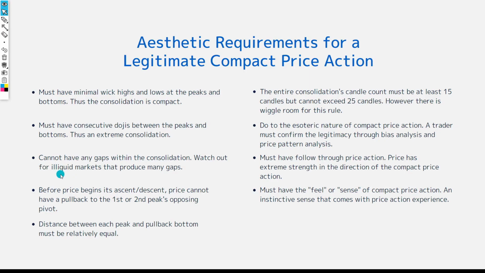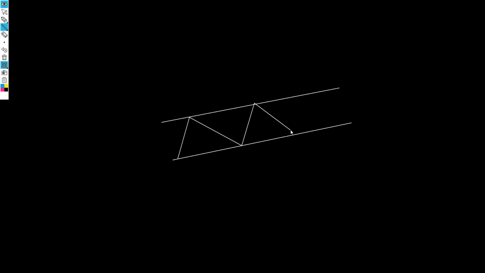Okay, let's keep going. All right, compact price action cannot have any gaps within the consolidation. Watch out for illiquid markets that produce many gaps. All right. So another aesthetic rule of compact price action is that anywhere in this compact price action, there cannot be any gaps. Now that includes the peaks and the pullbacks, but also each leg in between also. There cannot be any gaps. Okay, so if there is a doji, and then next there's a big gap, and although there's a doji showing consolidation, this gap will make this compact price action not legitimate.